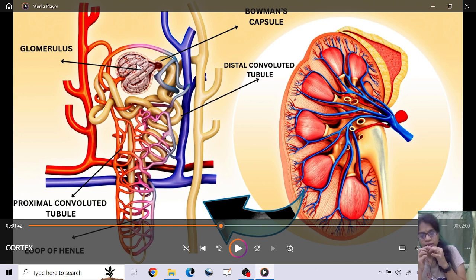What is glomerulus? Glomeruli are thin capillaries. How is urine produced from the blood? How is urine extracted from the blood? This is happening in the glomerulus. Glomerulus is a thin tuft of capillaries. It starts with the afferent arteriole, and this afferent arteriole that is supplying the blood to the kidneys finally enters into the nephrons.